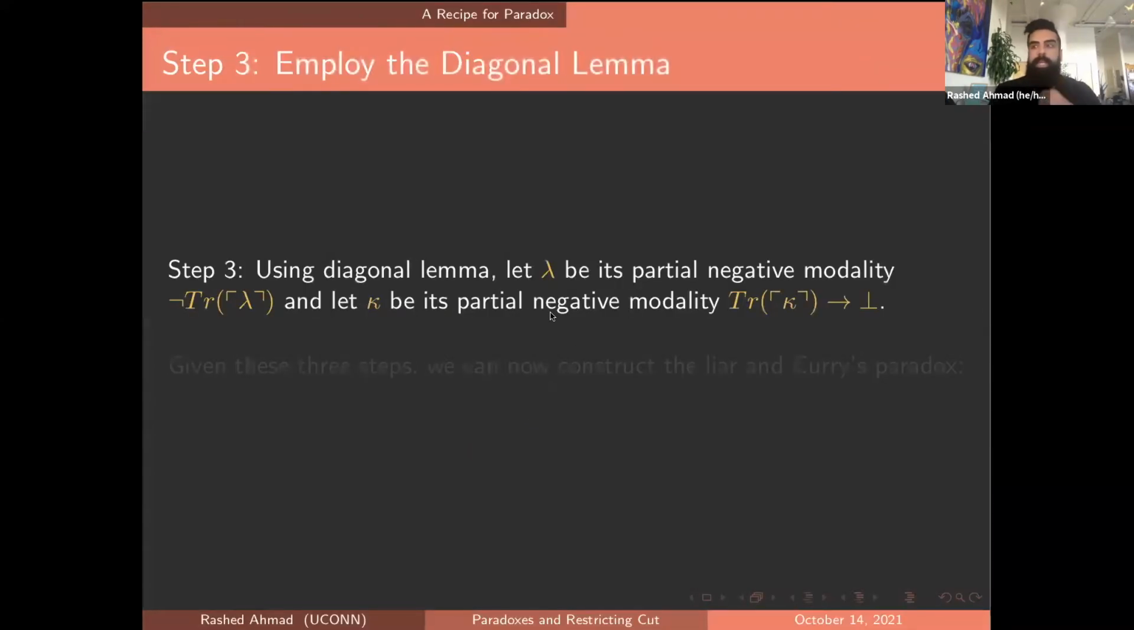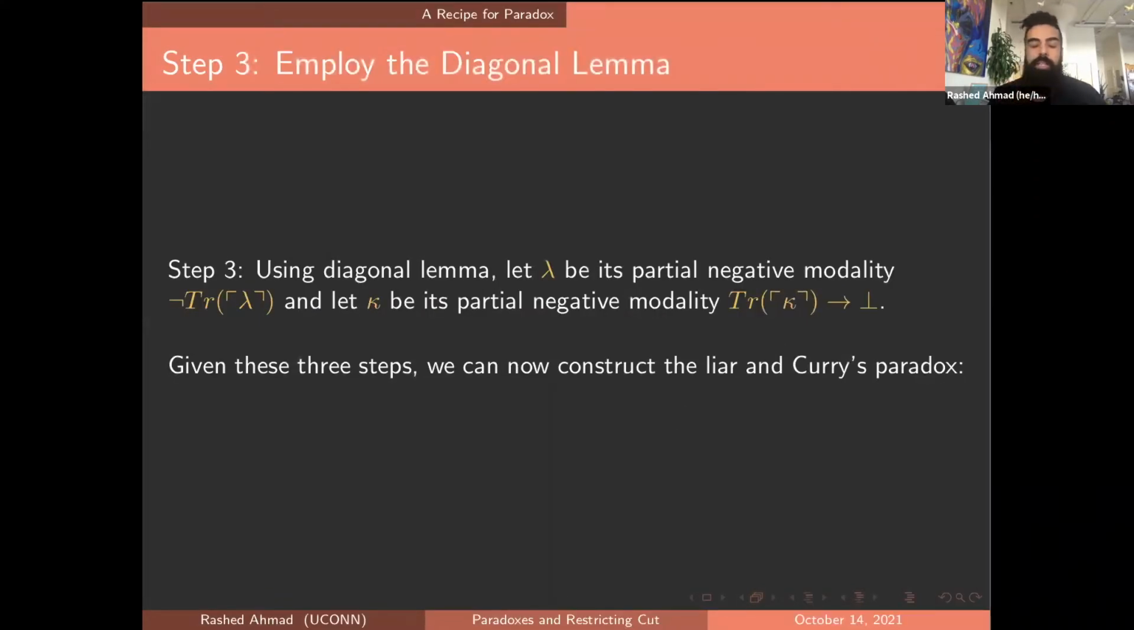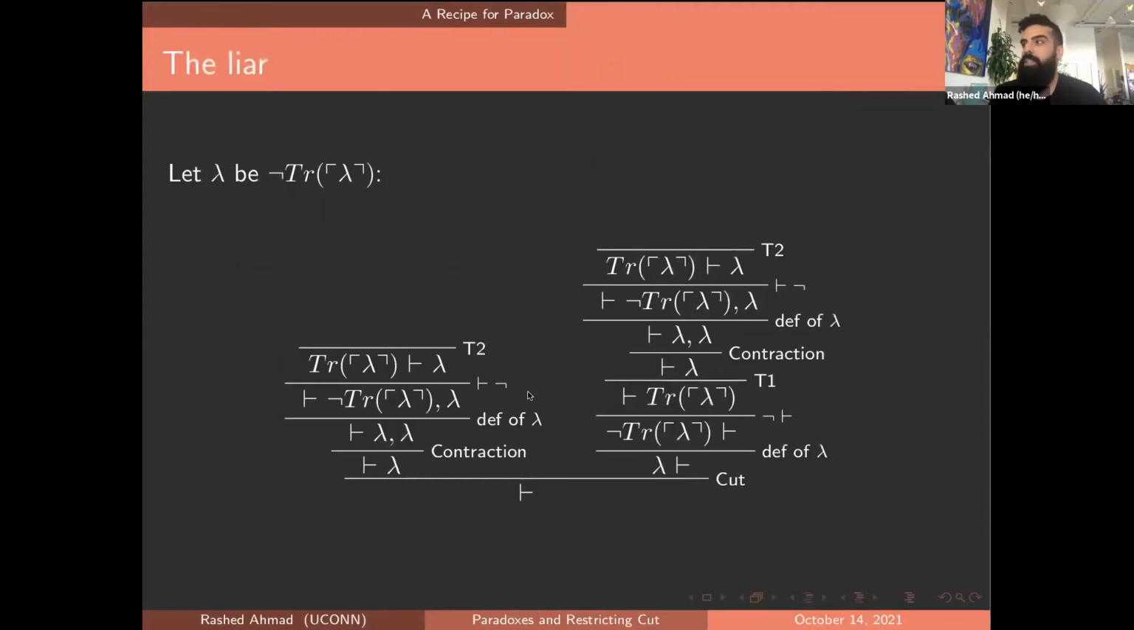From there, we can use the diagonal lemma to let lambda be its partial negative modality, lambda is not true, and let kappa be its partial negative modality, if kappa is true, then absurdity follows. Given these three ingredients, we can now construct the liar and Curry. This is your usual liar paradox, except a little bit longer because we don't have full transparency. But it is the same way. It uses the truth rules, negation rules, definition of lambda, and contraction and cut.